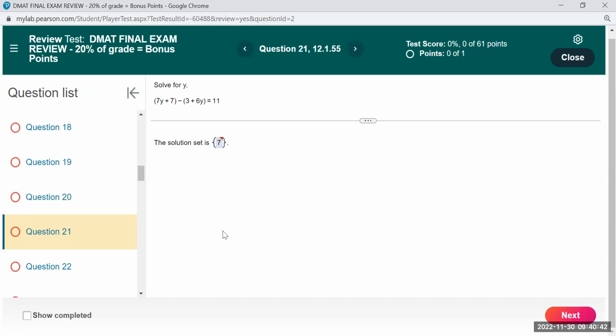Okay. Number 21. Solve for y. We know since it says solve, there has to be an equal sign in there. Seven y plus 7 minus 3 plus 6y equals 11.